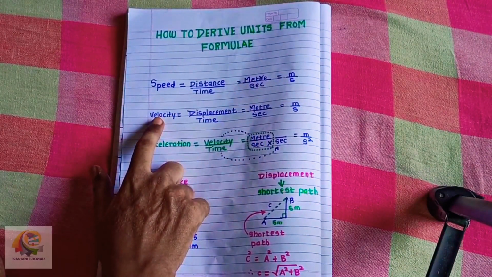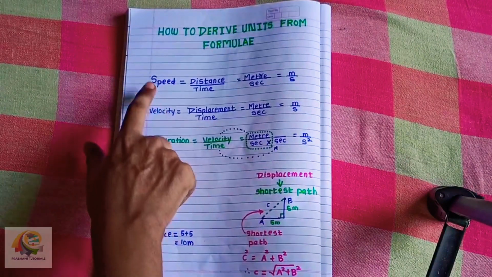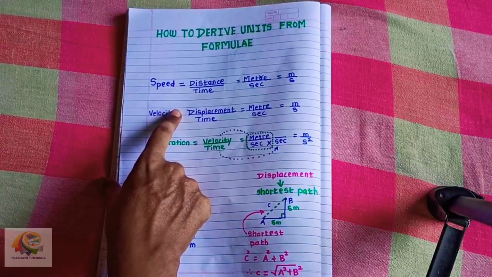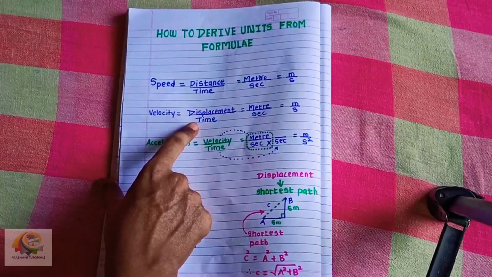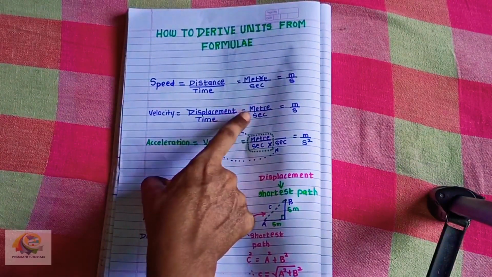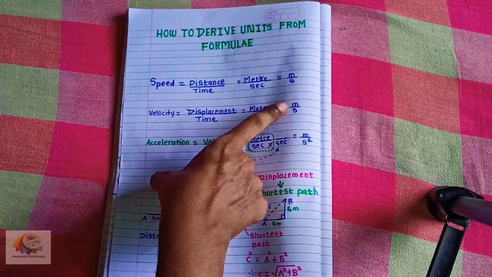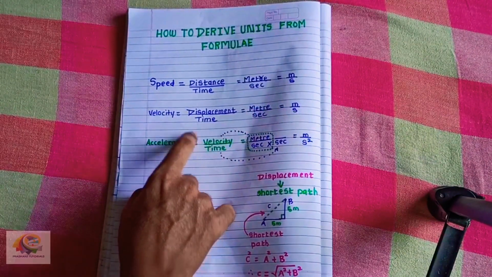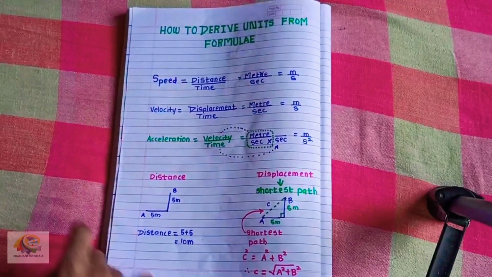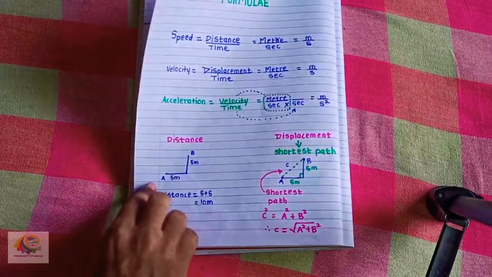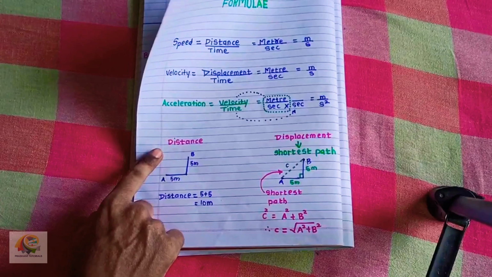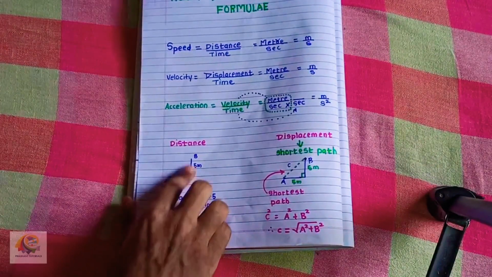Here in velocity we have a formula the same as speed, but the numerator is a little bit different, which is displacement upon time. Again, displacement is measured in meter and time is measured in second. So we have m/s. Now let's talk about how it is different from distance. Suppose we have a distance here. So distance is actually the total path covered.